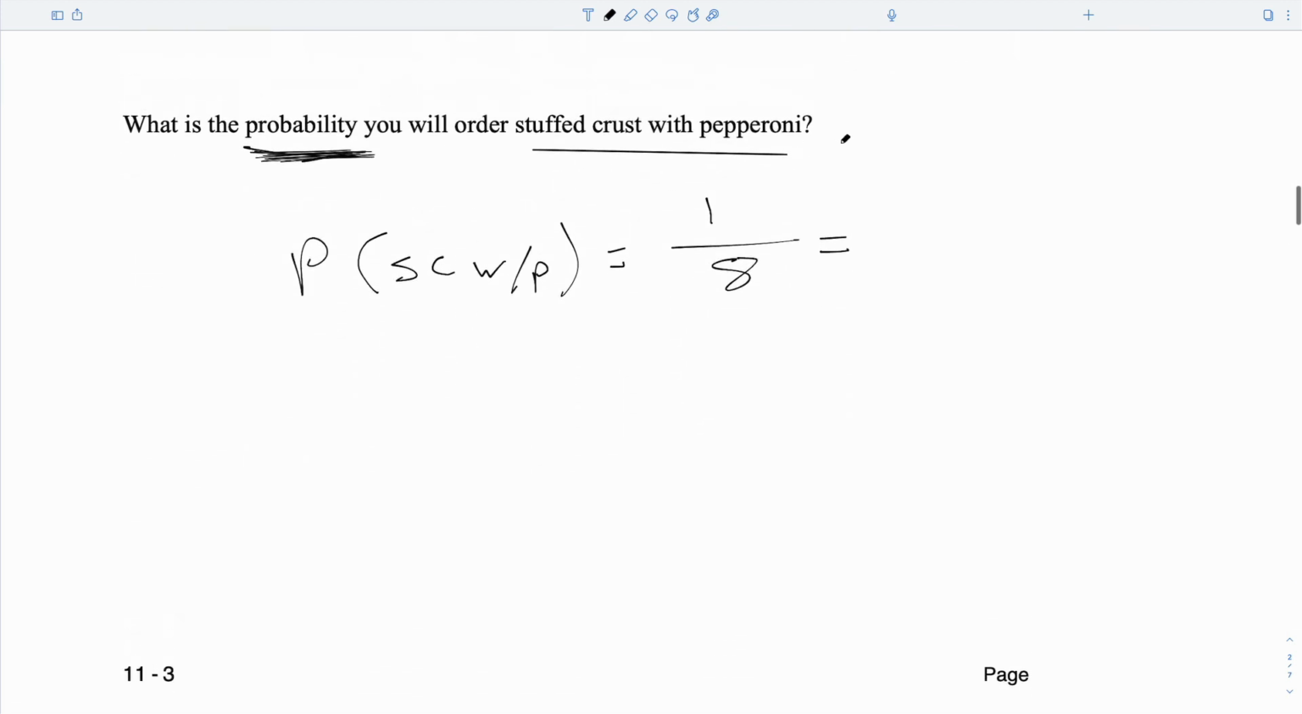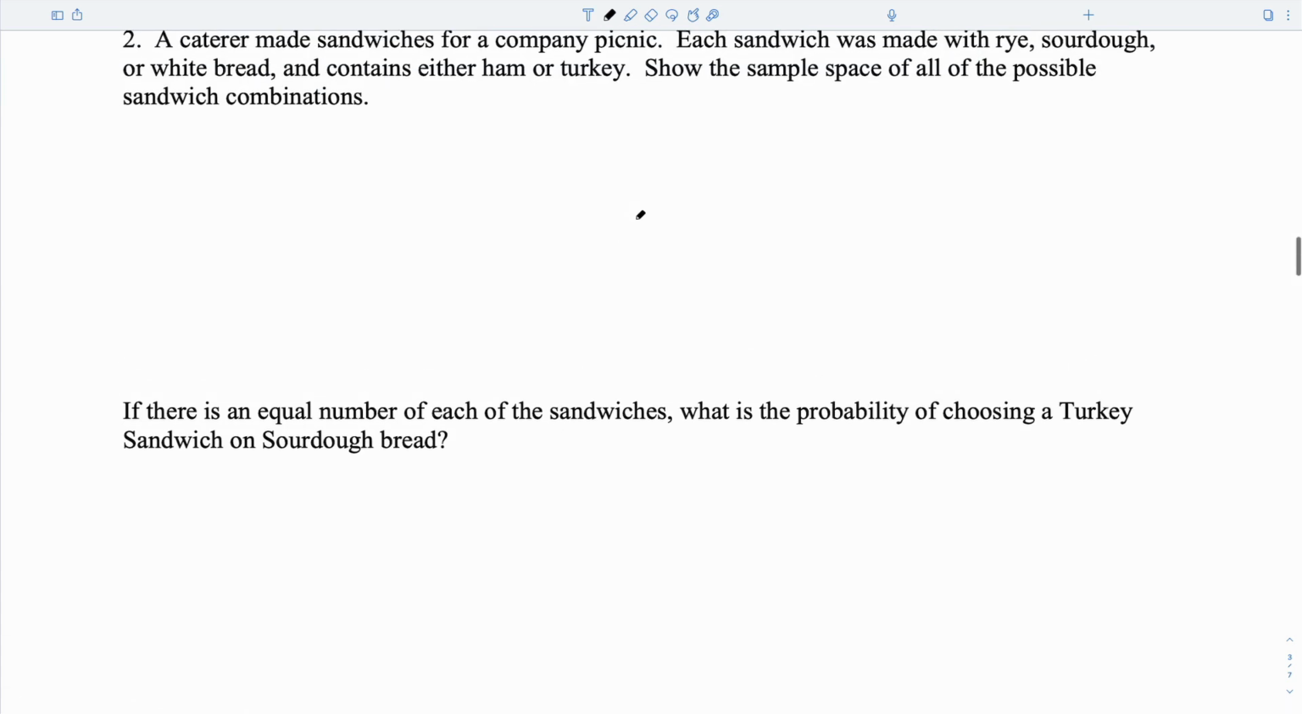Okay. 1/8 is going to be what decimal? Plug it into your calculator. Go. Shiloh, calculator up. 1 divided by 8. What is it? 0.125. Okay. What percent is that, Evelyn? Okay, that's probability. Next page, please.